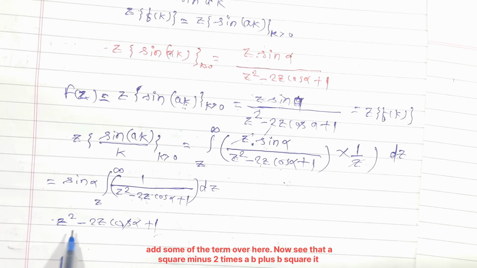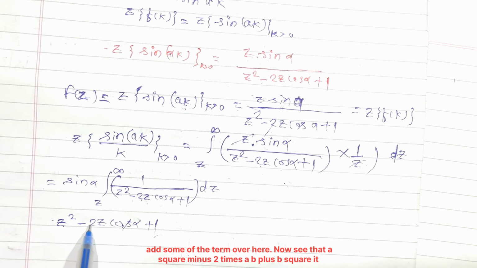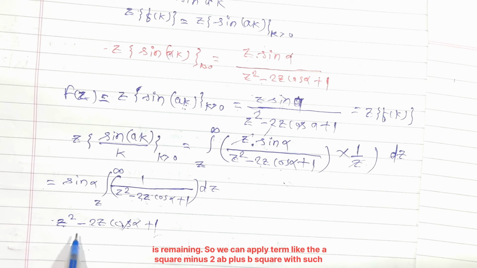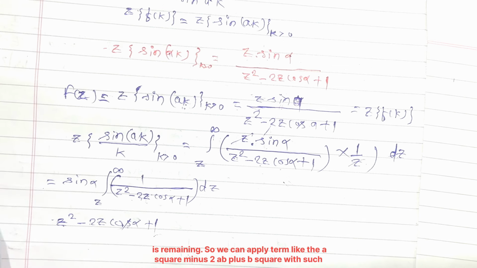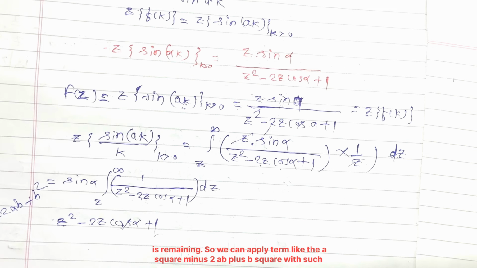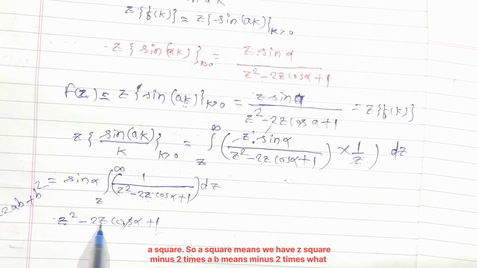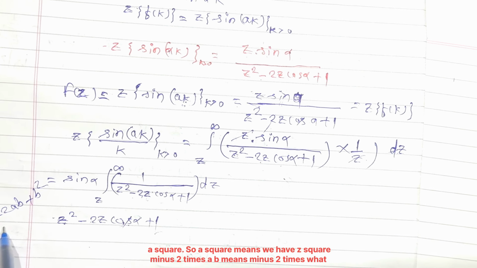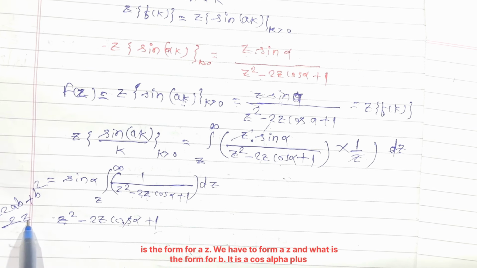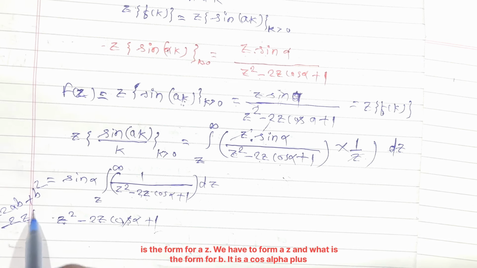Now see that a square minus 2 times ab plus b square remains. So we can apply a term like the expansion a square minus 2ab plus b square. Here a square means we have z square, minus 2 times ab means minus 2 times z, where the value for a is z and the value for b is cos alpha.